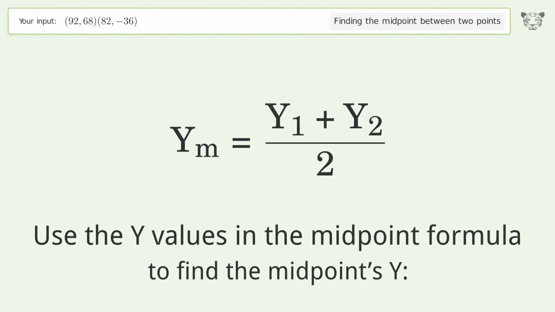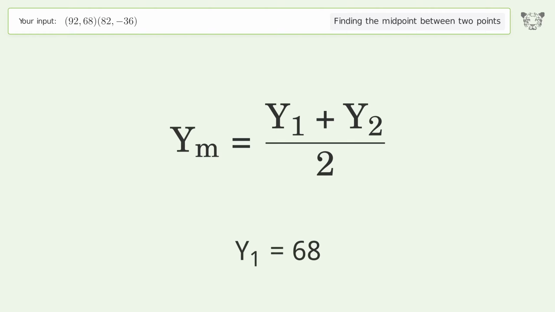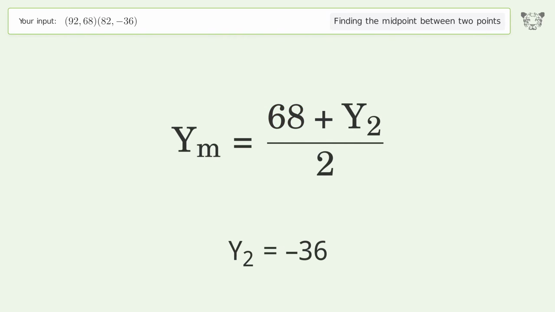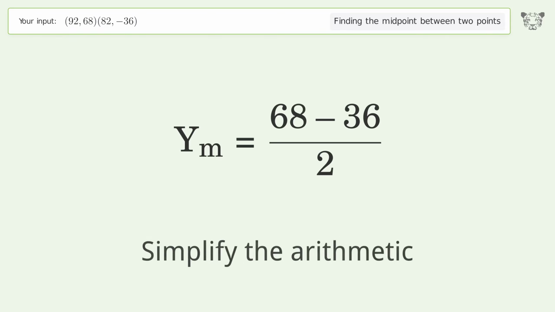Use the y values in the midpoint formula to find the midpoint's y. y1 equals 68. y2 equals negative 36. Simplify the arithmetic.